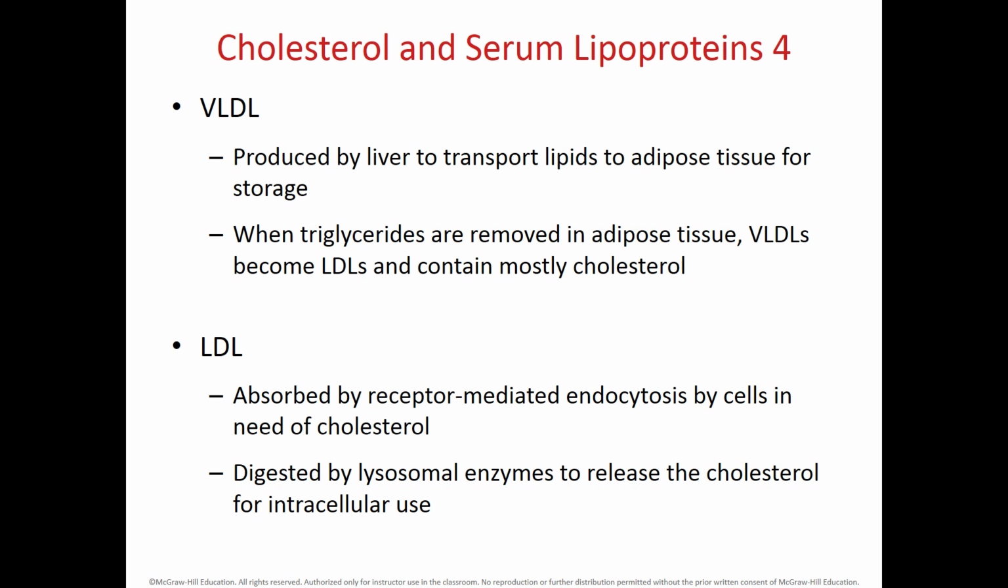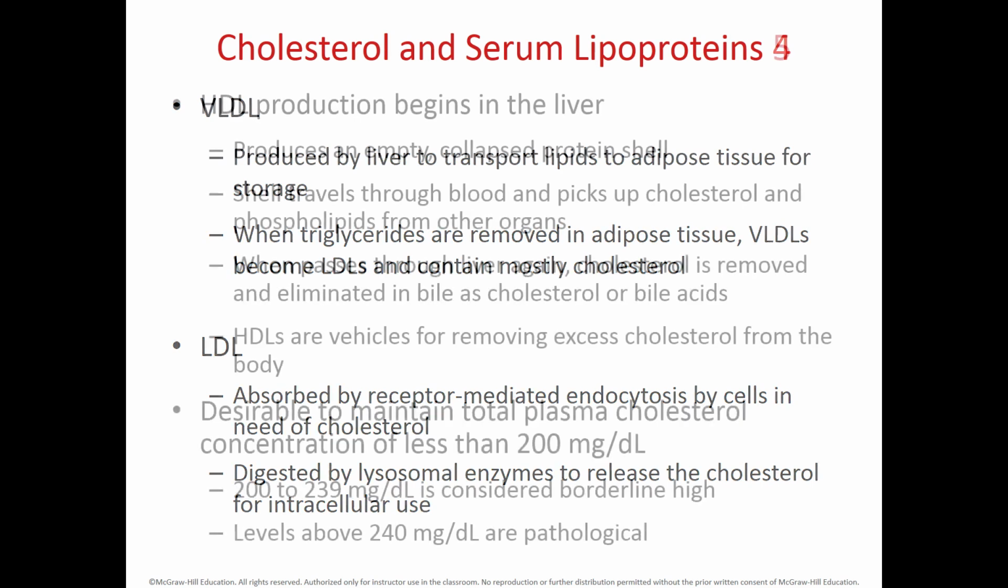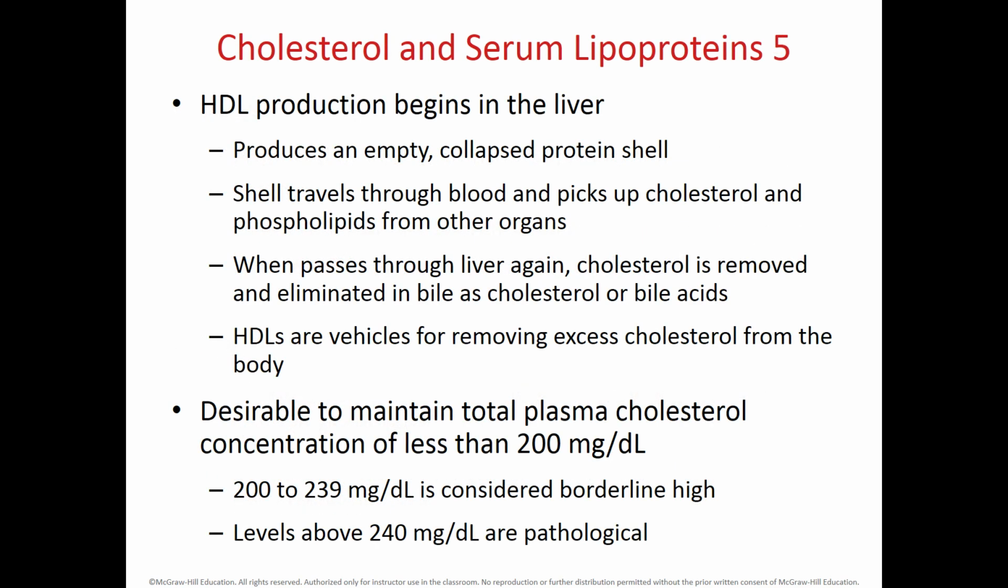And then these VLDLs and LDLs will distribute these triglycerides into the different tissues, into adipose tissue, or into the cells so that the cells can use this as a source of energy. Now the HDL is going to carry all the cholesterol from the peripheral organs and bring it into the liver so that the liver can recycle this cholesterol as bile or bile acids. So HDLs remove excess cholesterol from the body, so you don't have clogged arteries.